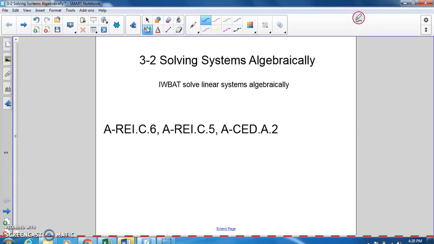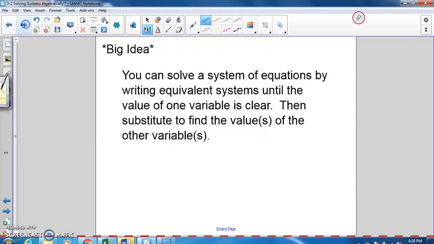Today we are going to do 3-2 solving systems algebraically. So you will be able to solve a linear system algebraically. The big idea is you can solve a system of equations by writing equivalent systems until the value of one variable is clear. Then you could substitute to find the value or values of the other variable or variables.